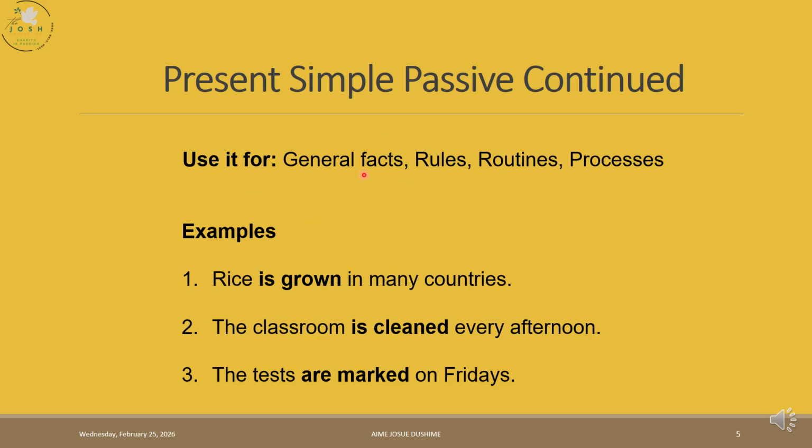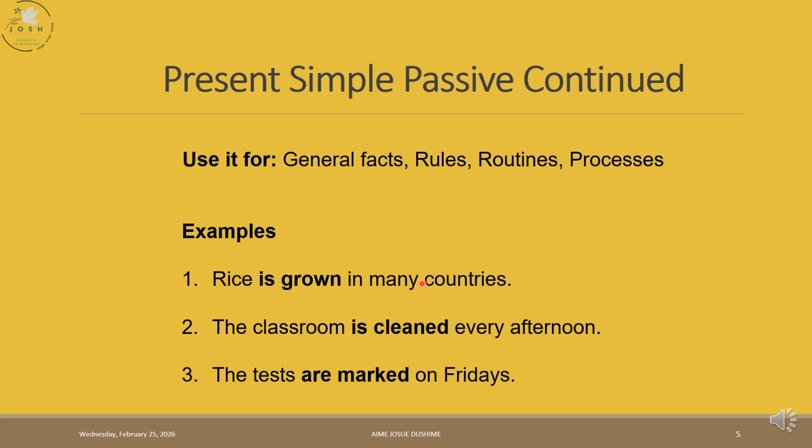Remember general facts. We say that also in the use of present simple. Remember the present simple tense. We say that we use present simple tense for general facts, things which are routines, things which are always true. The same with a present simple passive. We use it for general facts, rules. If it is a rule, use a present simple passive. And if it is a routine or process, just use present simple passive.